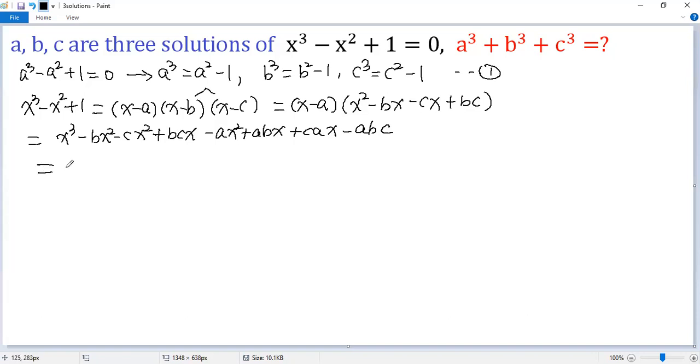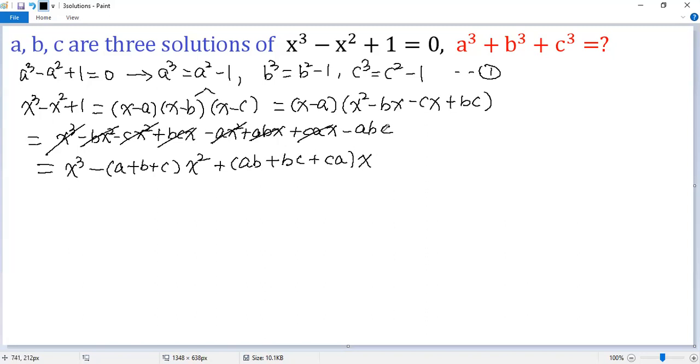Collect like terms, so we get x cubed. And for the x squared term, we get negative ax squared, negative bx squared, negative cx squared, so we get minus (a plus b plus c) x squared. For the x term, we get abx, bcx, and cax. So finally, minus abc.